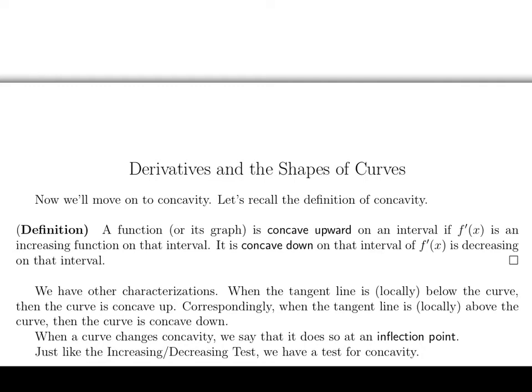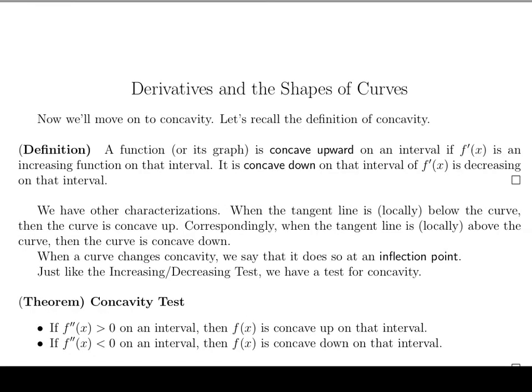At the beginning of this section, we talked about the increasing-decreasing test, and in the same sort of way, we have a test for concavity. So we've actually talked about the concavity test, essentially. It says that if the second derivative is positive on an interval, then f of x is concave up on that interval. And if f double prime is negative on an interval, then it's concave down. So the second derivative is what's telling us about concavity. Positive second derivative, concave up. Negative second derivative, concave down.